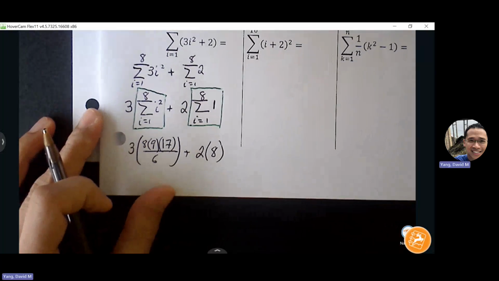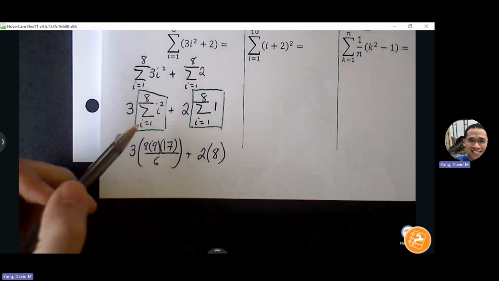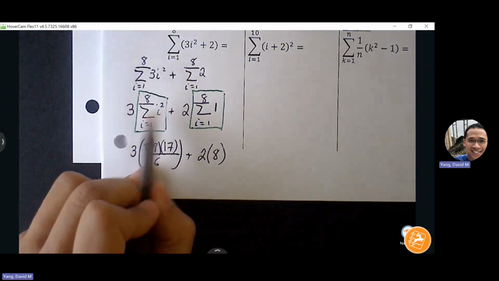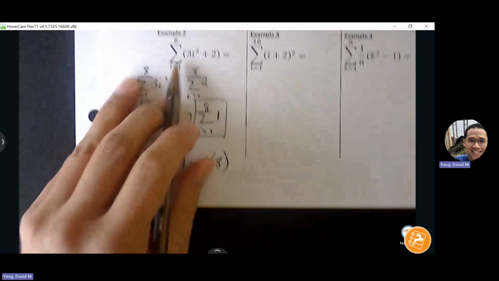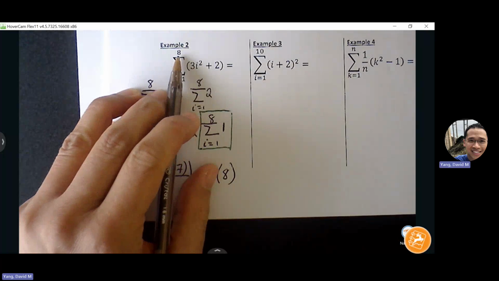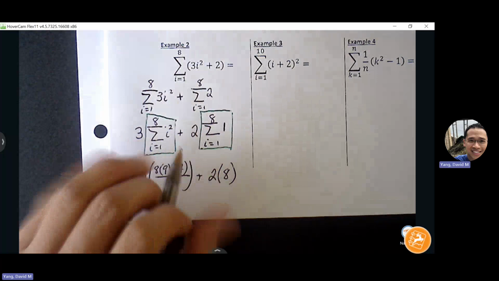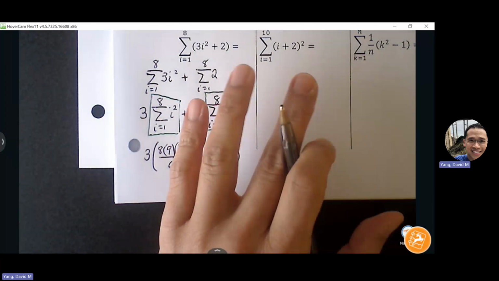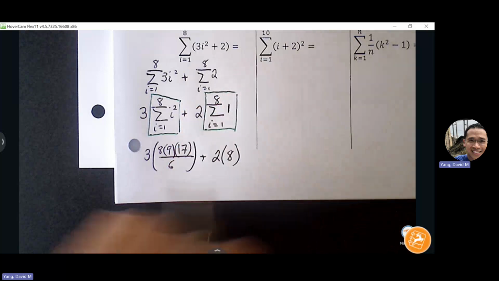So all this could just be inserted into your calculator. It's probably not that big of a deal with only 8 terms. We could have done this by hand, but imagine if it was going up to 50 or 100 or 200. We don't want to painstakingly go through every term one by one. We want to use these formulas. Oh, and by the way, I will give you these formulas on the quiz or test. You're not to memorize them.